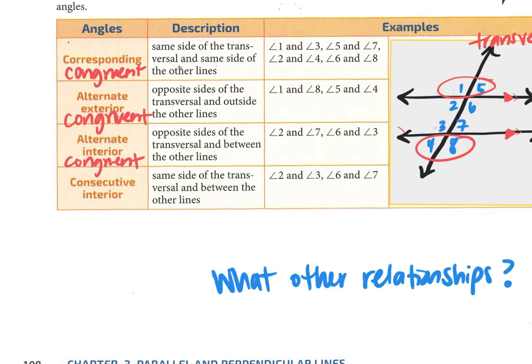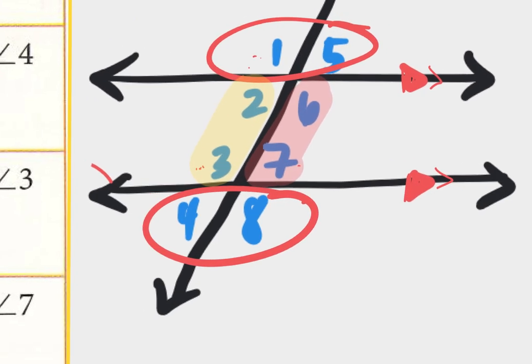So same side interior or consecutive interior, they are on the same side of the transversal. So here, same side of the transversal, but on the interior. So that's 2 and 3, and then the wonderful 6 and 7, okay? So they are same side interior or consecutive interior. What were you going to say? They equal 180, exactly. So with those, that will always be the case, that those two that are consecutive or same side interior, they will always add to give you 180 degrees.